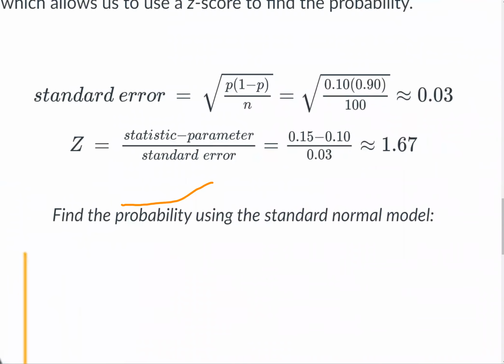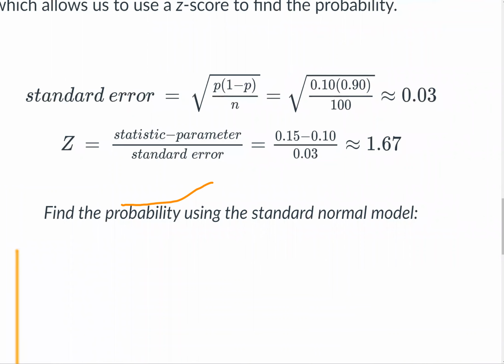Let's calculate that. The square root of p times 1 minus p. Well, p is 0.1. 1 minus p, as we saw above, is 1 minus... oh, sorry, I was getting too excited and put the answer in my problem. P is 0.1. 1 minus 0.1 is 0.9. That's where they got this number.